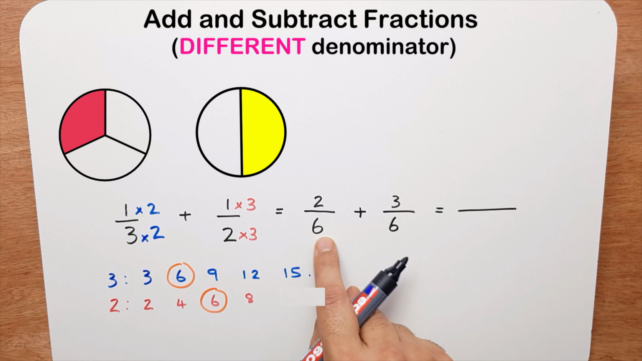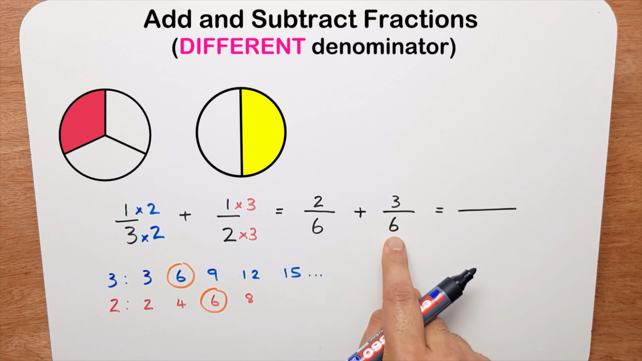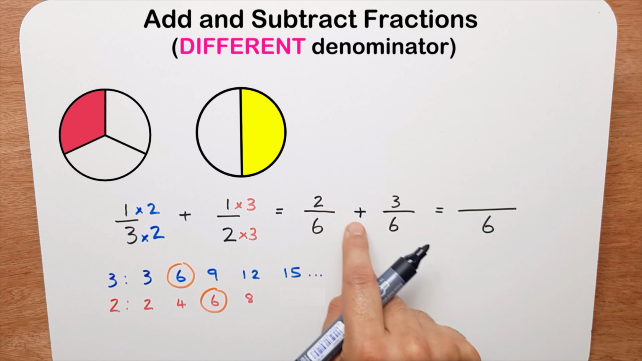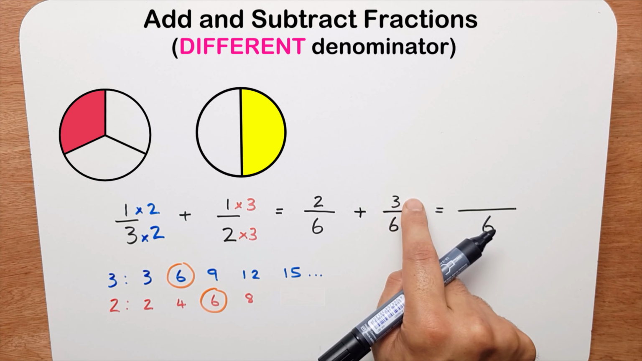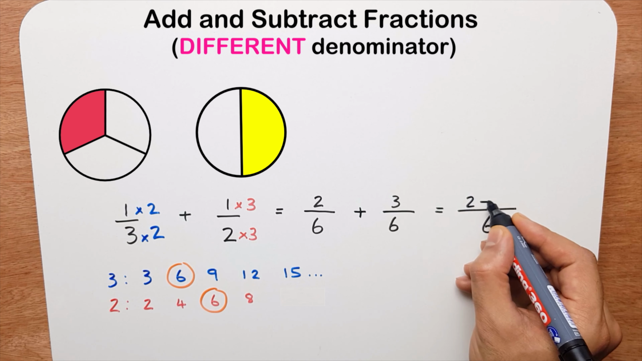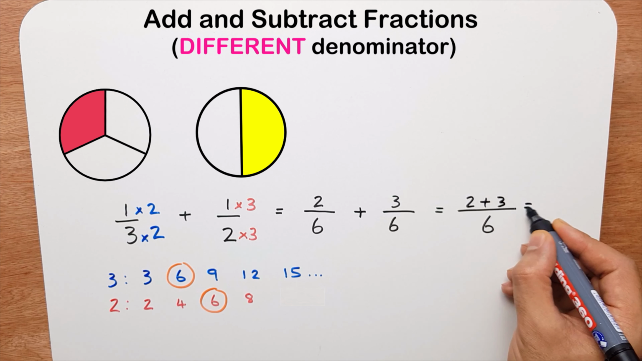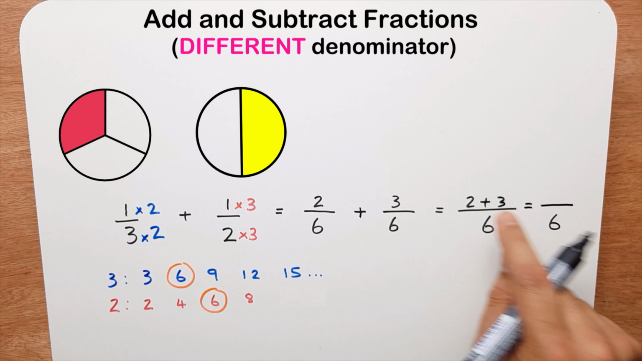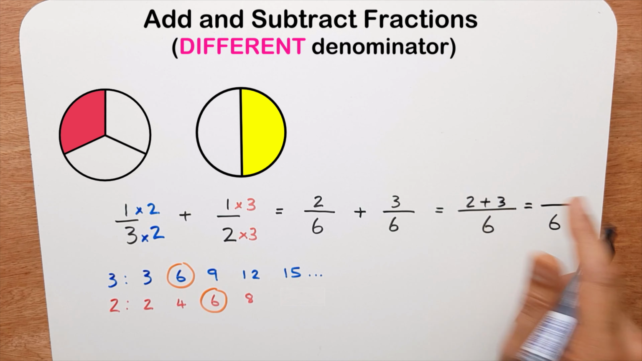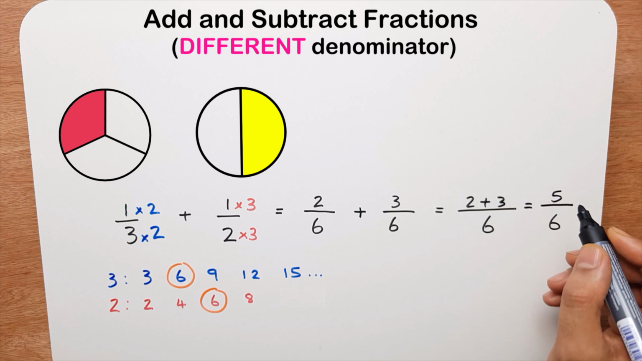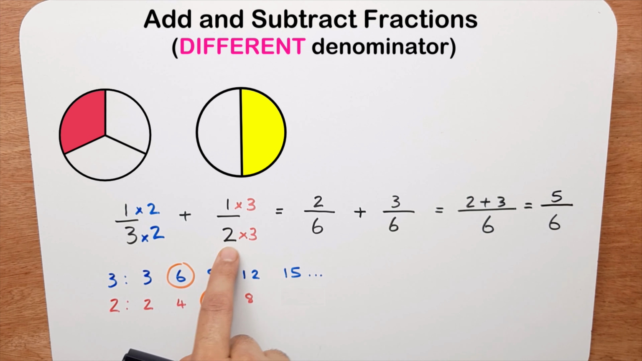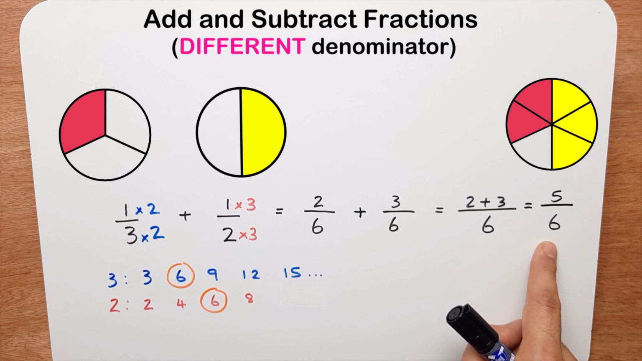It's easy now because the denominators are the same. So this 6 simply goes at the bottom here. And I do 2 plus 3. 2 plus 3. Fraction line. The 6 goes to the bottom, and it's simply 2 plus 3 is 5. So I can say 1/3 plus 1/2 equals 5/6.